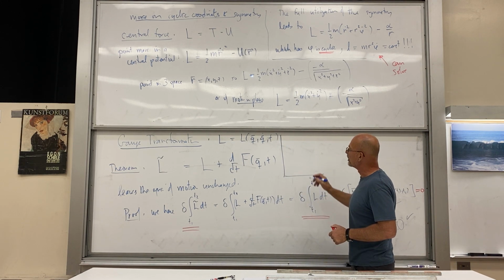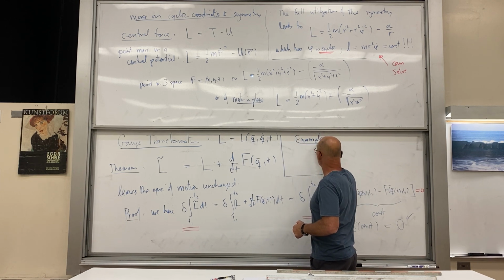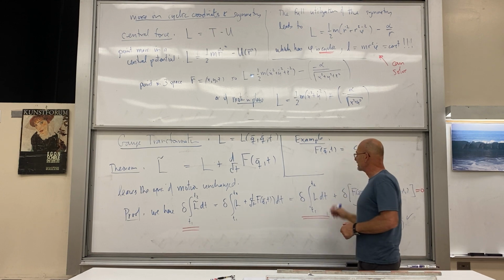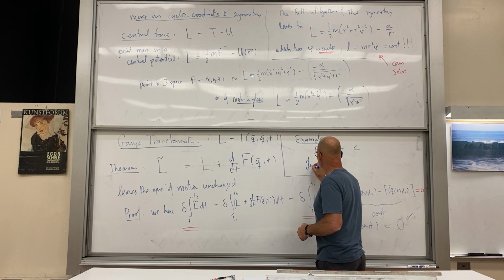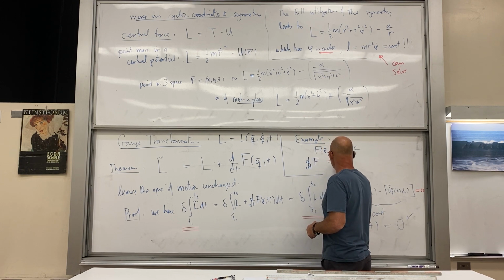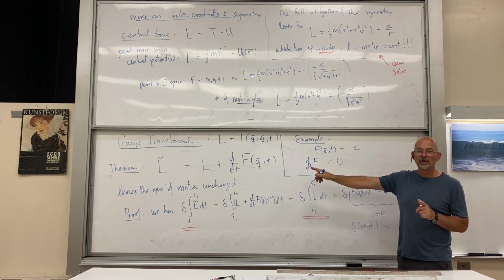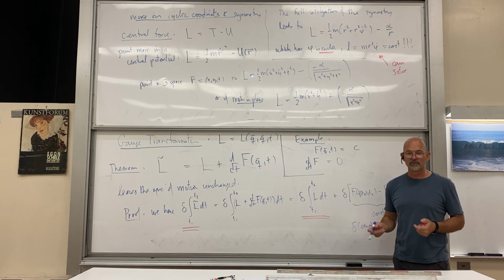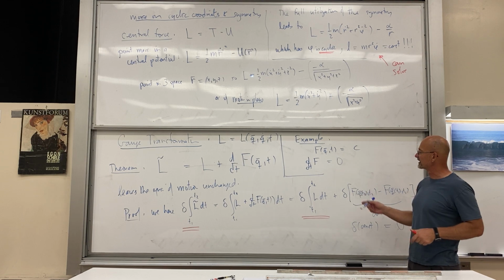thing in our repertoire. There is a trivial example that we'll start with. f of q and t equals c. d/dt of f equals 0. This trivial example is actually what we've learned in the past about adding an arbitrary constant to a potential energy, which we know we can do. We can add an arbitrary constant to a potential energy and it leaves the physics unchanged.